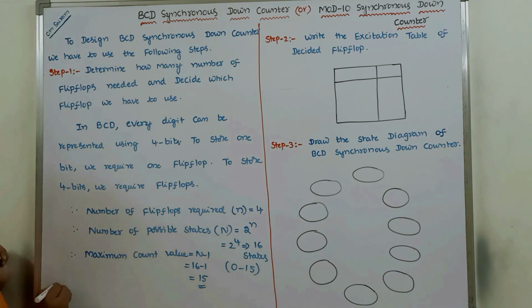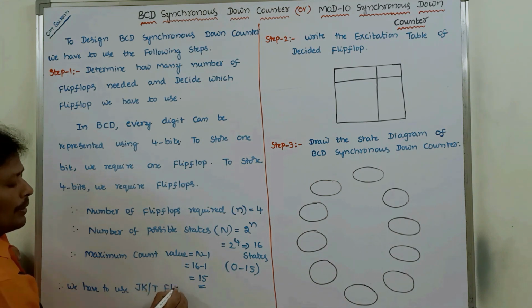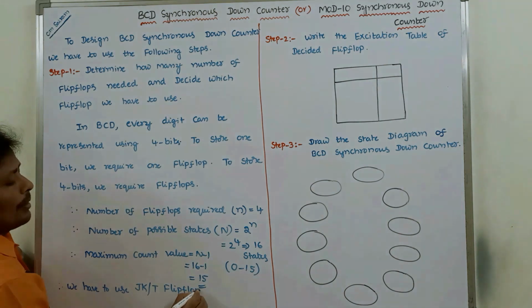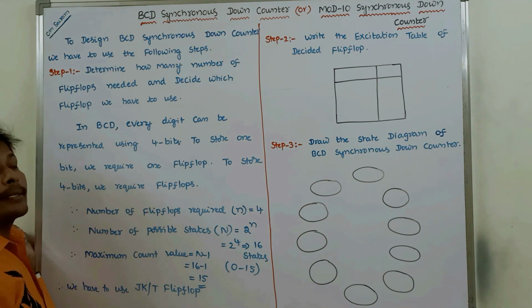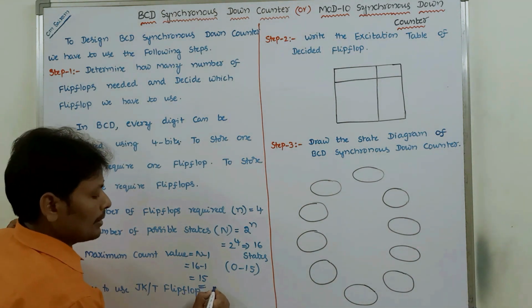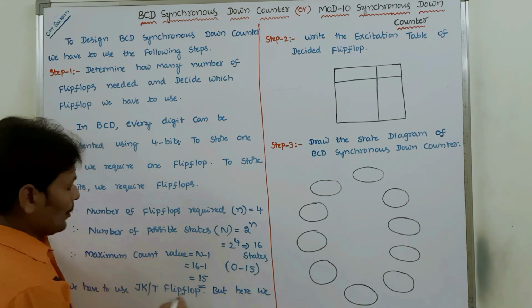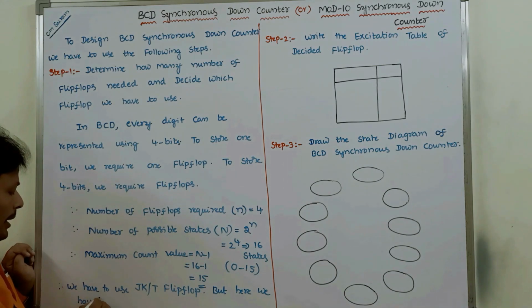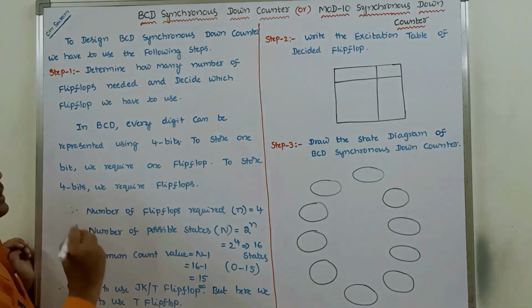Next one, here we have to use JK or T flip-flop to design BCD synchronous down counter or mod 10 synchronous down counter, but here we have to use T flip-flop. So this is the first step.